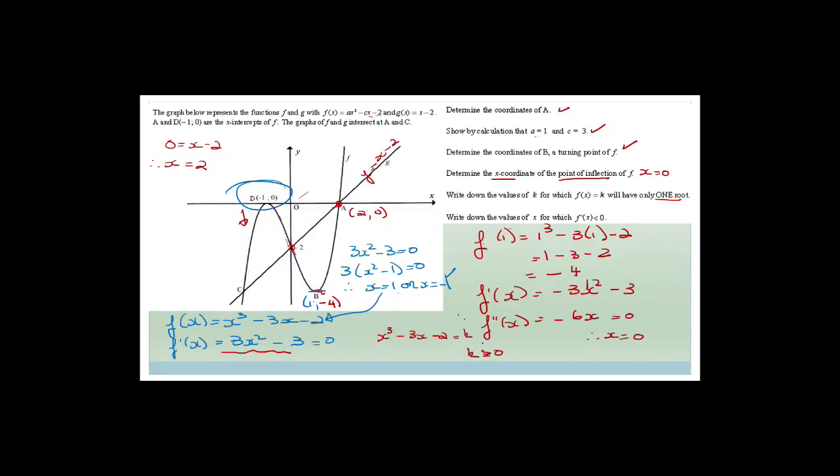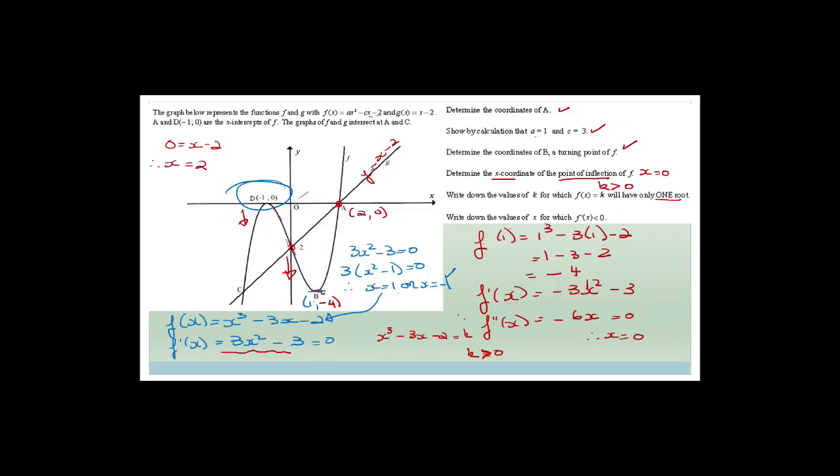If k is greater than 0, then when you take it to the other side, it becomes a minus, which means we're moving the graph down. So if k is greater than 0, then the whole of this graph is going to move down. So we'll only have one root, but k is greater than 0.